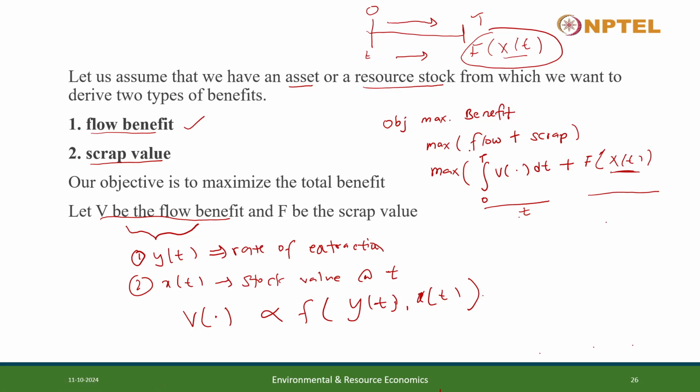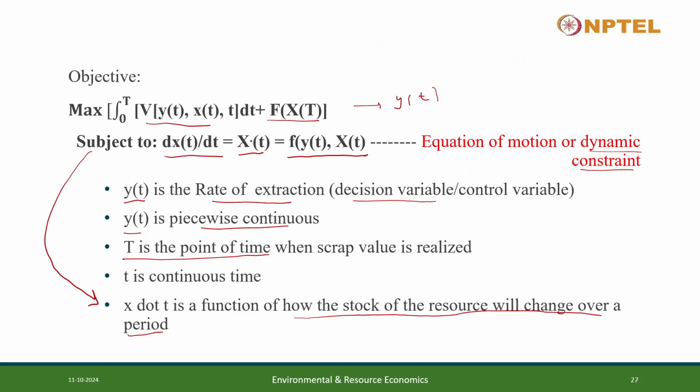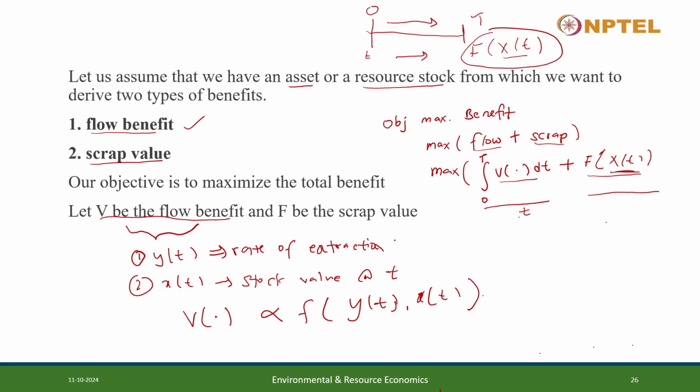Now we have our objective, which is maximization of flow plus scrap value. That is the overall benefit which you have out of non-renewable resources, and the flow value is defined by the integration from time 0 to capital T of the flow, and scrap value is determined by f of x(T). Now we have two variables here, that is x of t and y of t, where y of t is the rate of extraction and x of t is the stock value at time t. Our flow function is a function of rate of extraction as well as stock value. The more the stock, the more the flow benefit, and the more the rate of extraction, the more the flow benefit, but it will be dependent on the stock value also. If you don't have stock value, then you don't have flow benefit, right? So these are all functions.